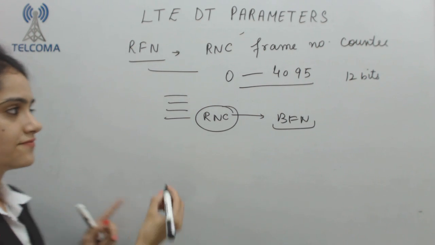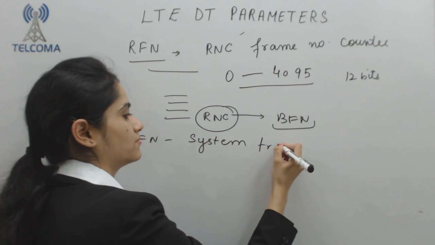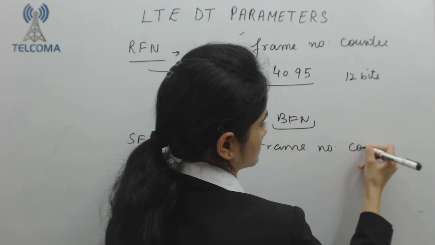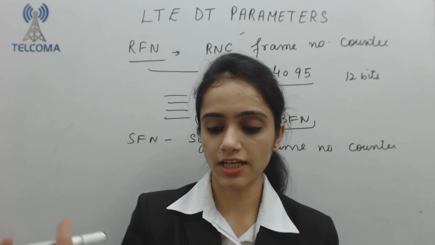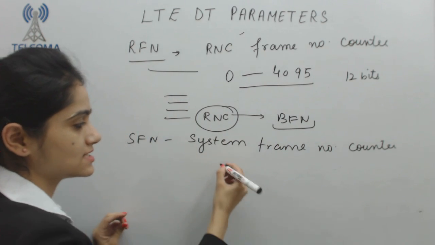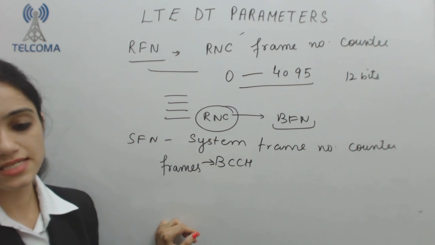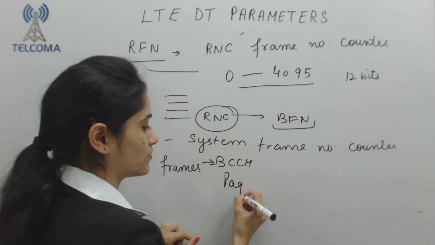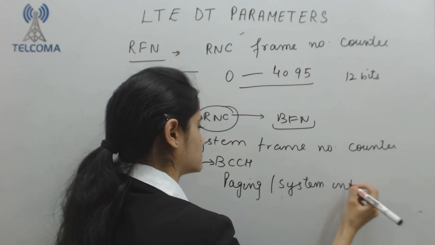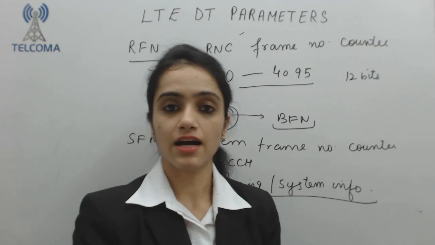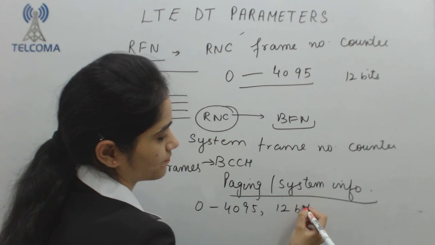Now the next one is SFN, the system frame number counter. It will count the total number of frames sent on the BCCH frequency, that means the total frames on BCCH, as these frames are used for paging or system information processes. It is the same, up to 4095, and each is 12 bits.